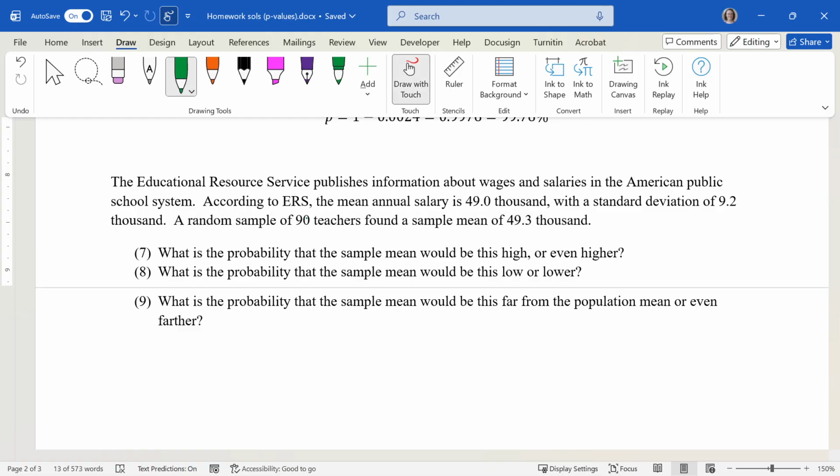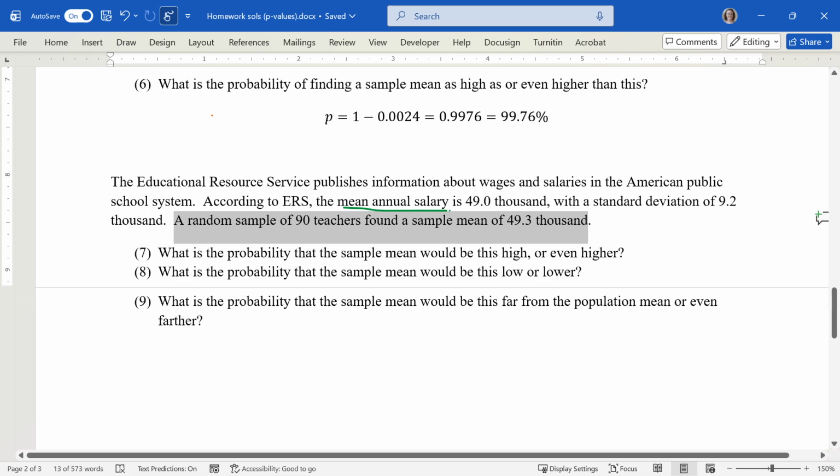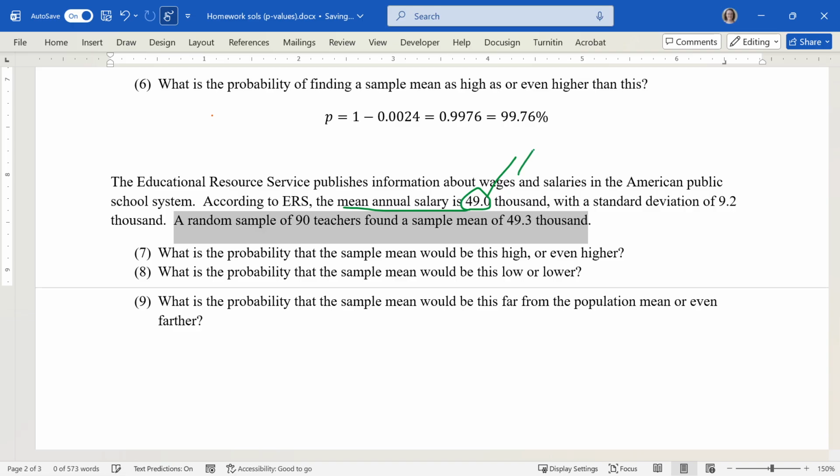So let's go ahead and identify our variables here. Mean annual salary, this should be our population mean. So this is mu. Standard deviation of 9.2, that's going to be our sigma. Random sample of 90, that is our n. And then sample mean, this is our M.